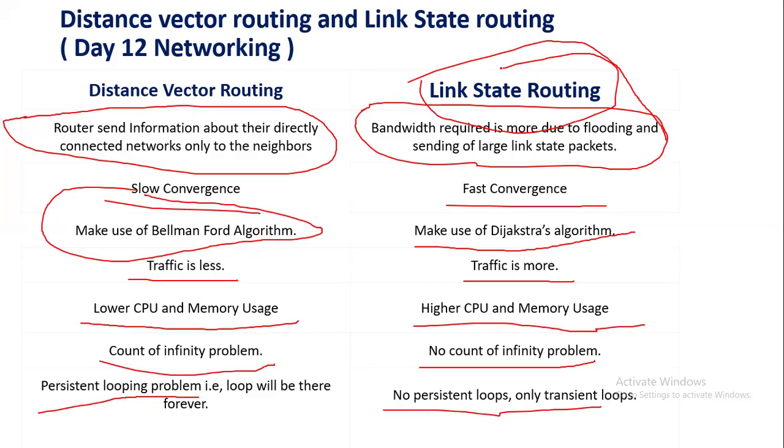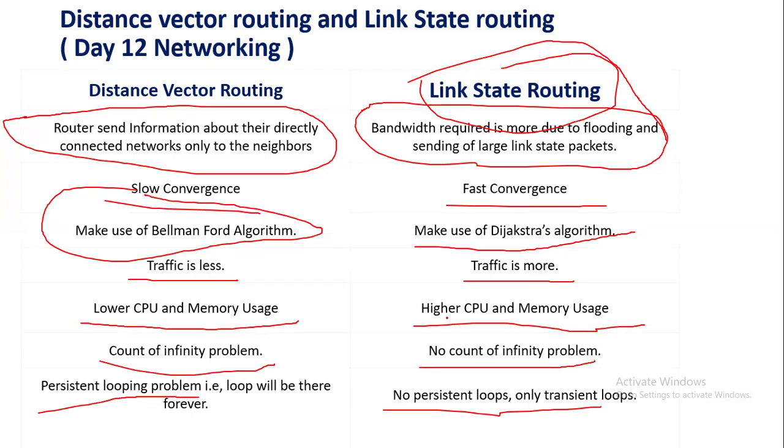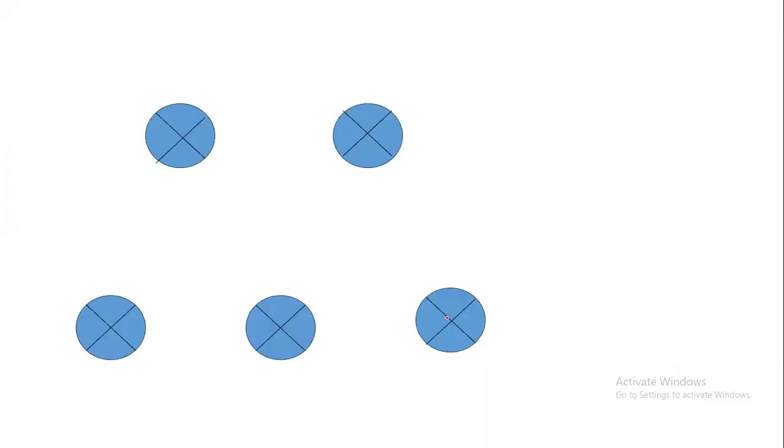So we'll talk about some examples. For distance vector routing, we are using the RIP protocol, EIGRP protocol, and BGP protocol, and for link state routing we are using IS-IS as well as OSPF. So we'll go into how the calculation happens in distance vector. Here I want to take an example of the distance vector routing protocol.